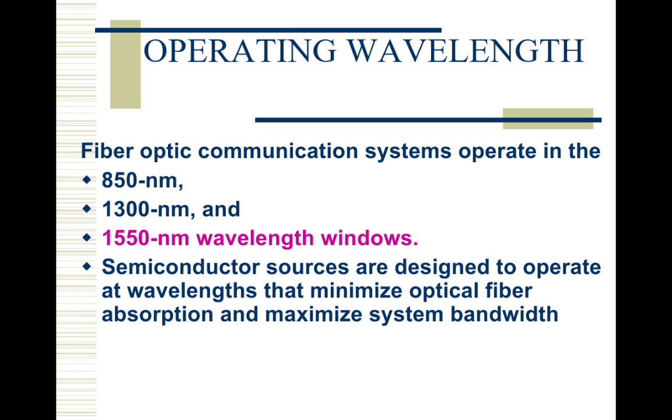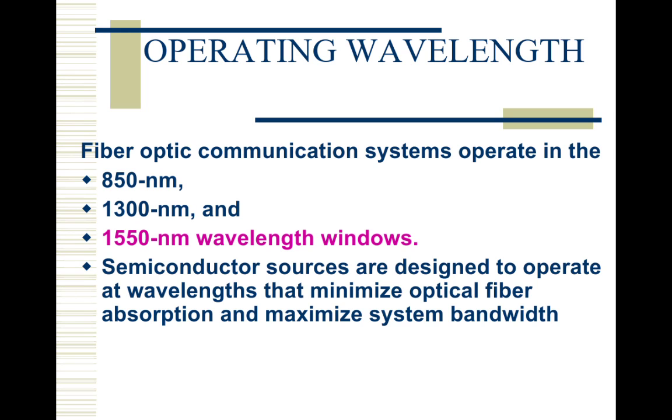Also I have shown you the graph where different wavelengths were available, and from those different wavelengths we were using one particular wavelength, that is 1550 nanometer. Why? Because we have seen that the 1550 nanometer wavelength has a very small amount of loss, almost 0.2 dB per kilometer, as compared to 850 nanometer and 1300 nanometer, which have higher losses.